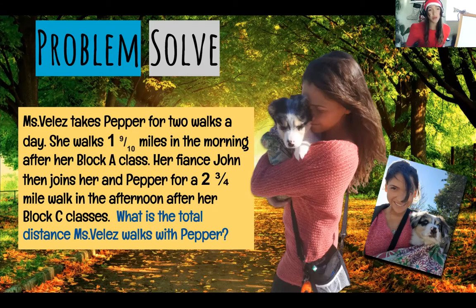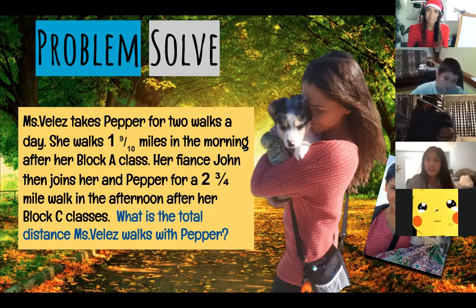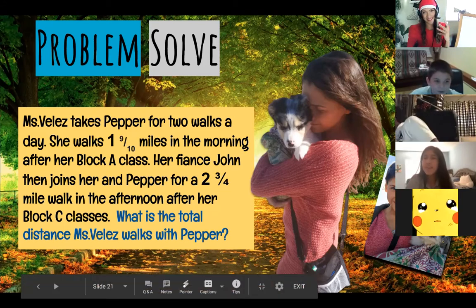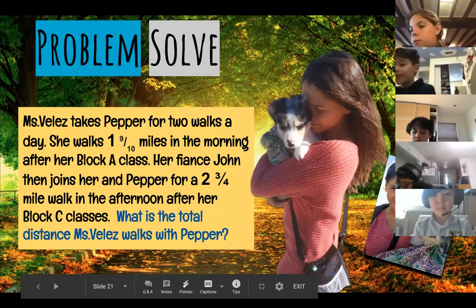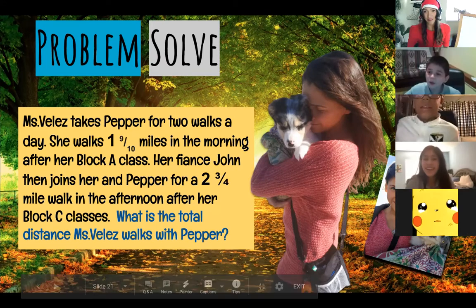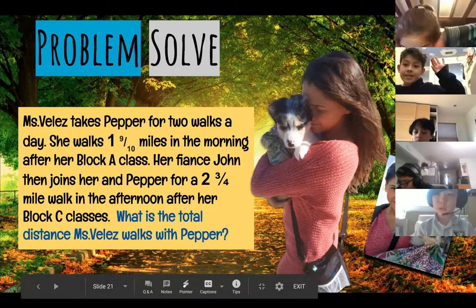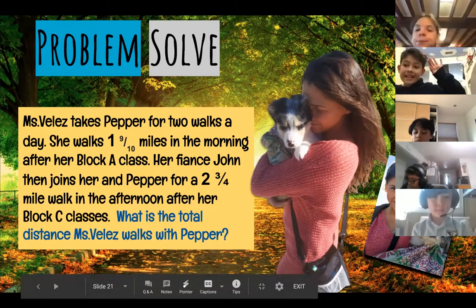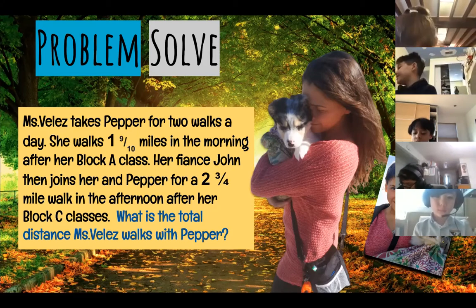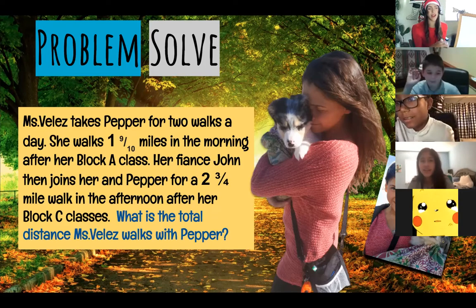And I want to know the total distance that I'm going to be walking with Pepper. What operation am I going to need to use to solve this problem? There are only 4 choices. Multiplication? No. Read it carefully. Division? No, subtraction? We're just shouting all of the operations out. It's addition. What word tells you it's addition? Total. We're finding the total distance.